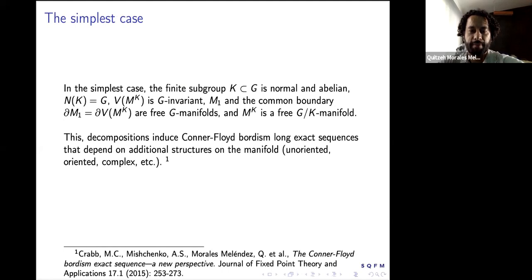Well, because this is an inductive construction, one should take the simplest case. Well, actually, this is not the simplest case. Bernardo said the simplest case is when K is a cyclic group. Well, I am taking K a normal abelian. So this tubular neighborhood is G invariant. And I am assuming there are no more fixed points besides those of K. So M1 and the common boundary are free G manifolds, and MK is a free G over K manifold, or a free manifold with respect to the quotient group.